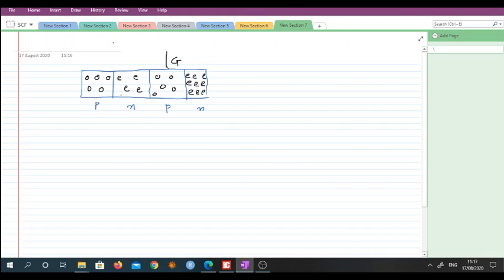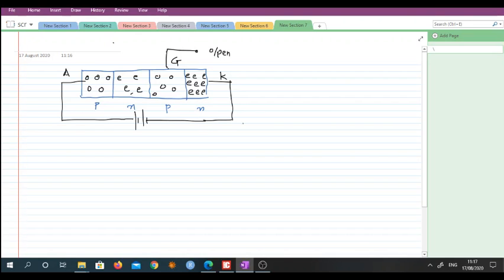Now initially you observe, if we apply the gate, if we keep this gate terminal open, and if we apply potential between this anode and this cathode, if we apply the potential between these two terminals like this, let's say we made it forward bias, then what shall be its characteristics?